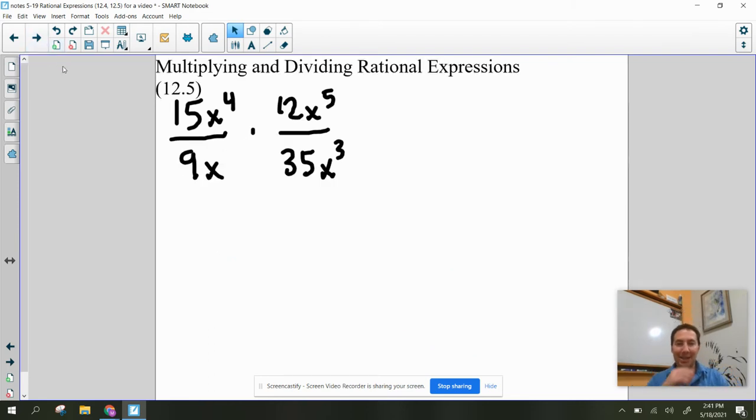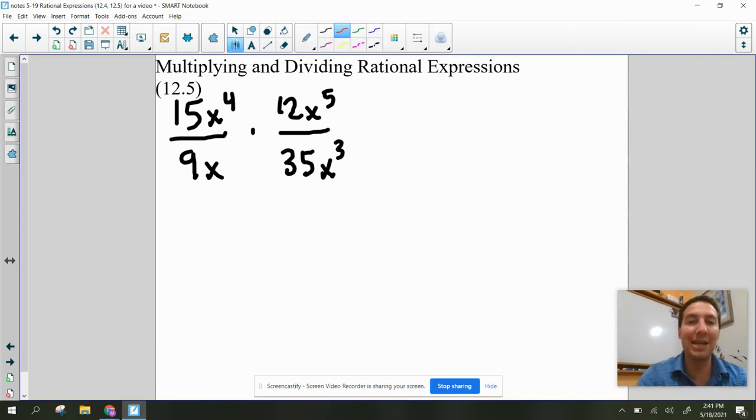All right, the next section, which is kind of the same thing. You're going to try to simplify, but now you might be multiplying or dividing. This actually looks like something we would have done back in exponent rules days. Remember, you can cancel out anything that's on the top with anything in the bottom.